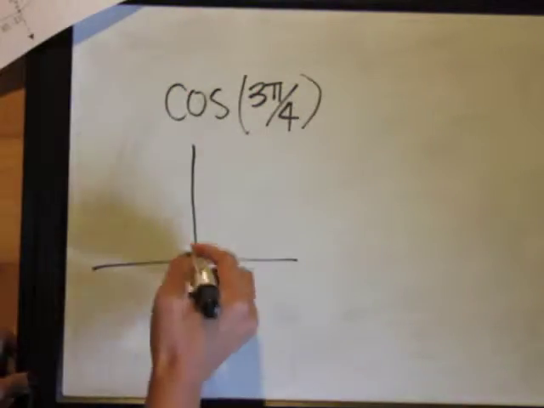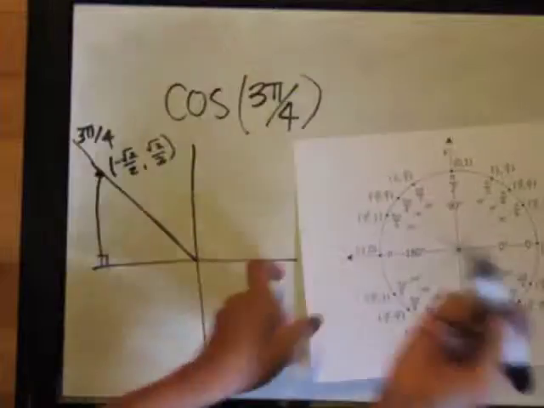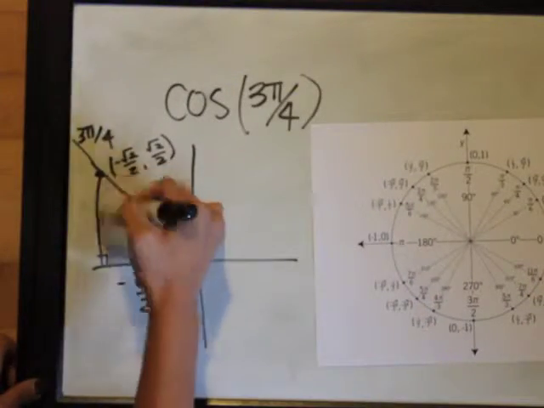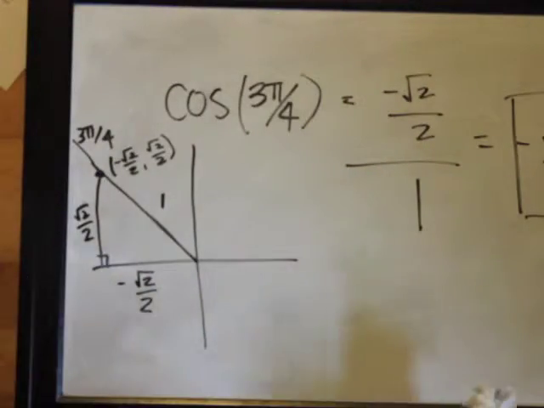So 3 pi over 4, that's located in the second quadrant, and we know adjacent length is negative root 2 over 2. And adjacent over hypotenuse, you should get negative root 2 over 2.